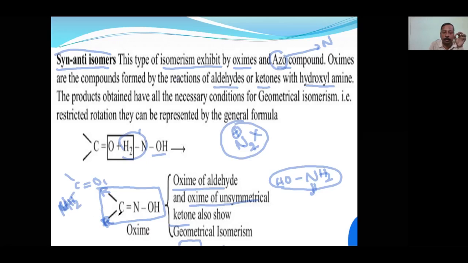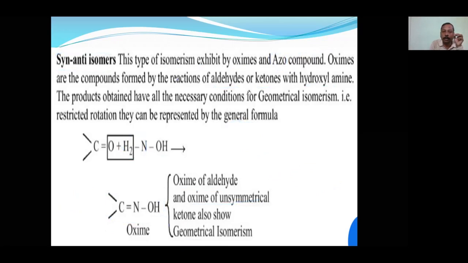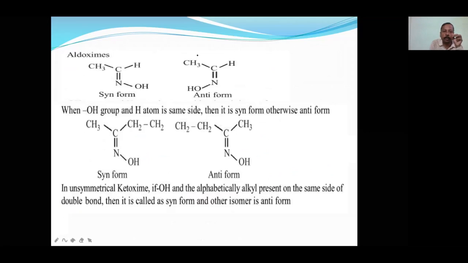What is aldoxime? On this double bonded carbon atom, if one side has hydrogen, then it is called aldoxime. Ketoxime has alkyl groups on both sides. If both alkyl groups are different, then they will show the syn and anti-isomerism. How they show it, that we are going to see now. Let's take the first example of aldoxime.